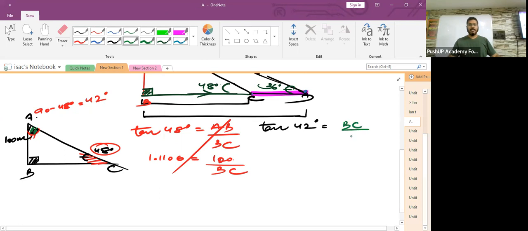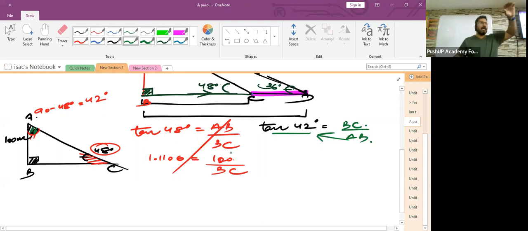BC upon AB, isn't it? First, you mention the name of the sides and then you do the substitution. I think here you won't face any problem, because you will find tan 42's value. Then BC is in the numerator, AB's value is 100, which is in the denominator. So what will happen, children, in the very next step? Cross multiplication will happen, isn't it? So rather than doing division, you can rely on multiplication.